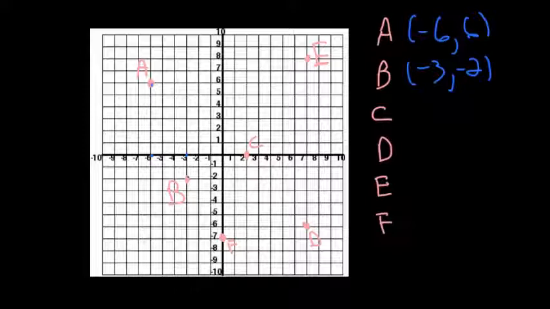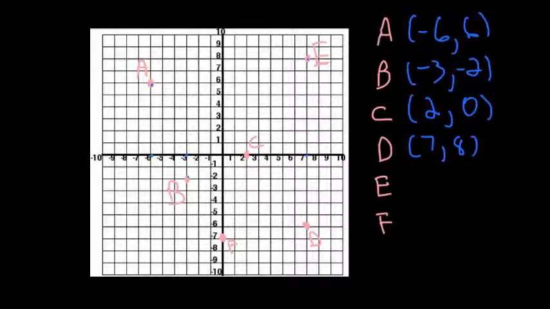For C, we're going over 2 on our x, and we're not going up or down. So that would be 0. We didn't go up, we didn't go down, so we went no places, so that's 0. So C would be at 2, 0. E, we go along our x to 7, and then we go up all the way to 8. So our ordered pair would be 7, 8. Oh wait, that's E. Got my letters confused there. So E would be 7, 8.